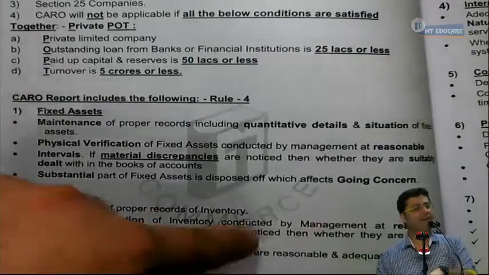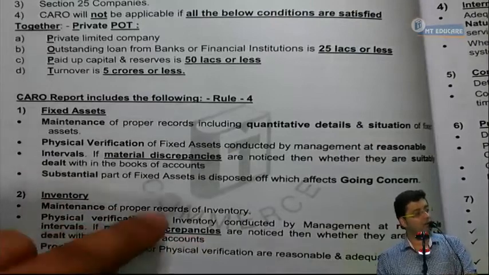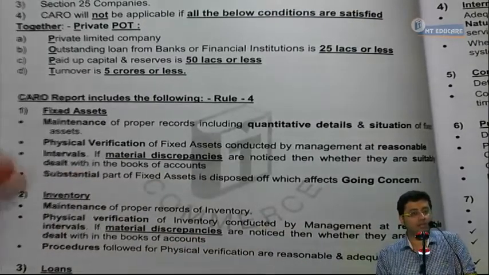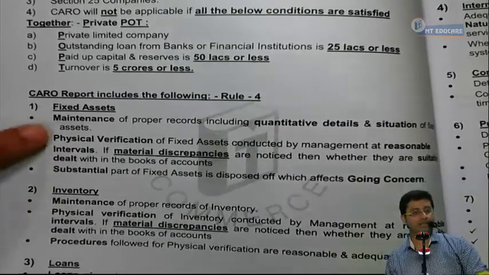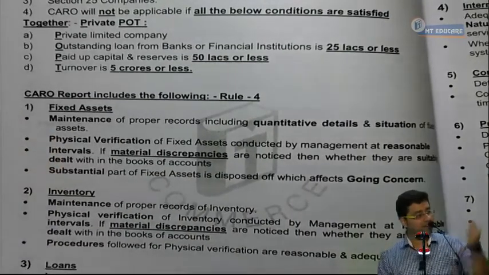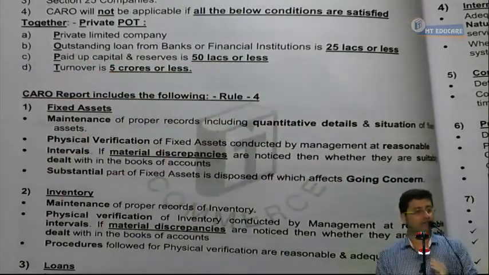That means all these points, if they are there, that means if management is not doing physical verification, right, in CARO. If management has disposed of a sufficient portion of fixed assets, right, in CARO. I don't tell you that all these conditions should be there. See, many people don't understand this also. I am not saying that all these conditions should be written. If any one condition is not present, you have to write that point only. You don't have to write all the other conditions here.